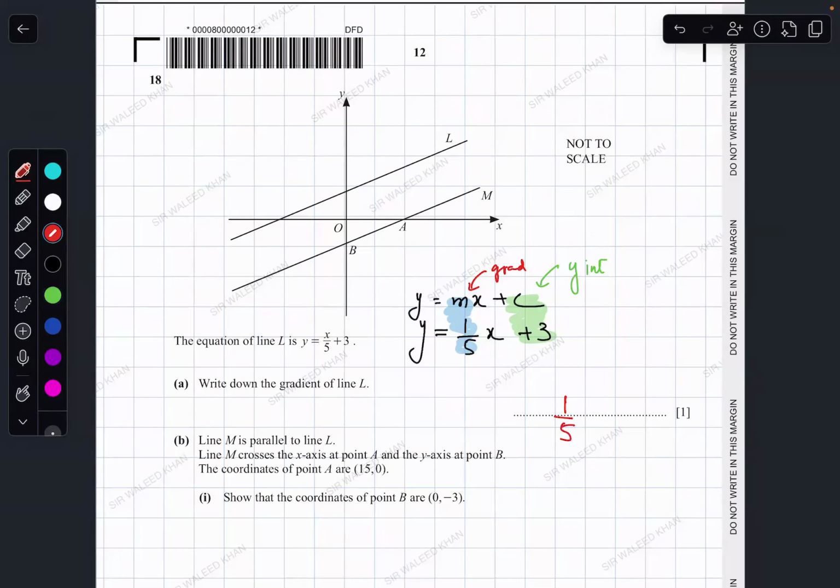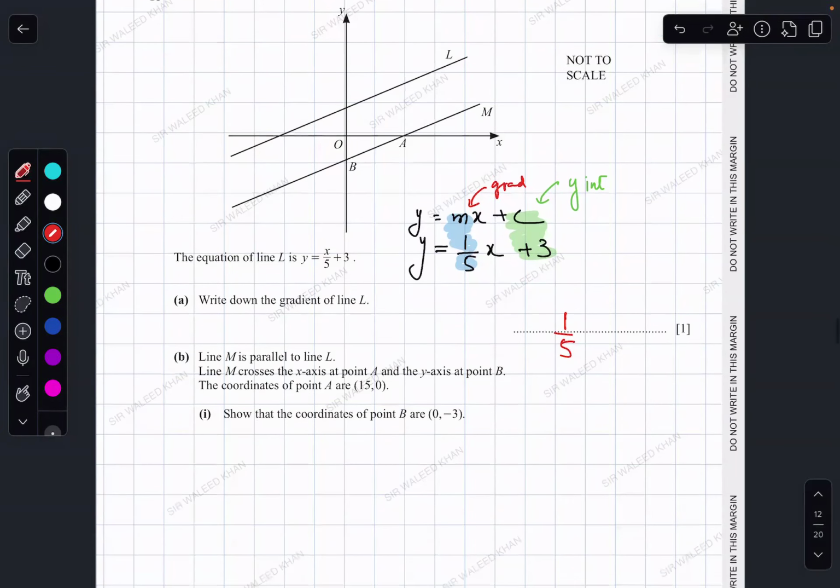Line M is parallel to line L. Line M crosses the x-axis at point A and the y-axis at point B. The coordinates of point A are this. Show that the coordinates of point B are this. Because they are parallel, the gradients will be the same. For parallel lines we have M1 is equal to M2. That's the relation between parallel lines. So if this was M1, that makes M2 1 by 5 as well. Same gradient.